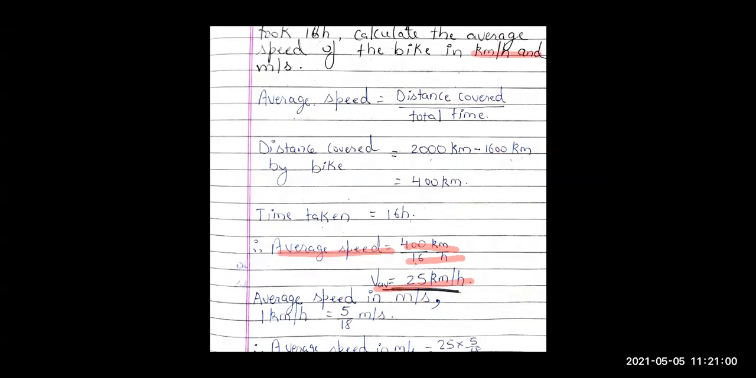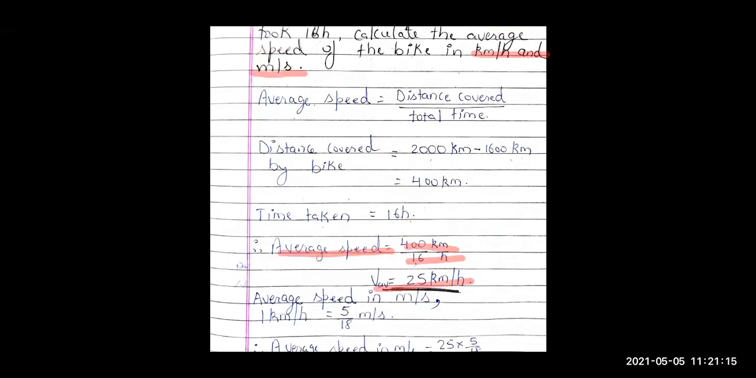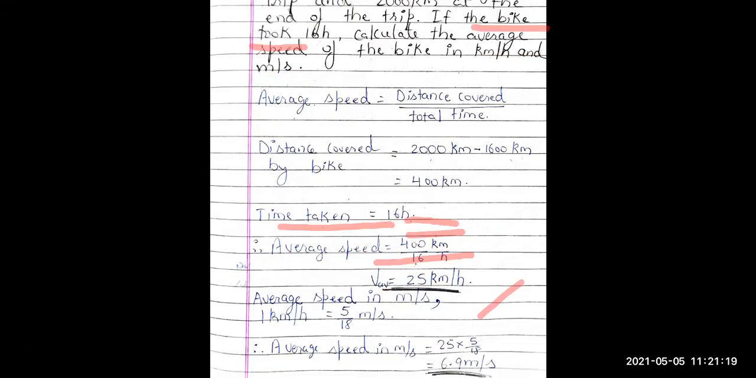But you need to give your answer in meter per second as well. So we know that when we want to convert kilometers per hour into meter per second, we just need to multiply by 5 by 18. So that is what we are doing. Here we are multiplying 25 kilometer per hour by 5 by 18. So we will get the answer in meter per second. That is 6.9 meter per second.